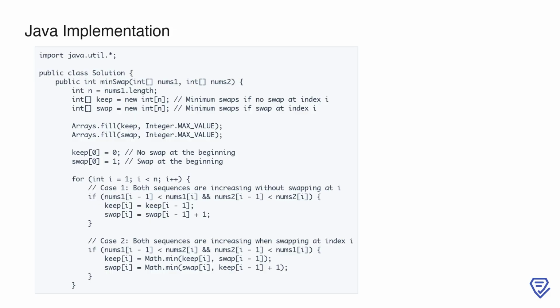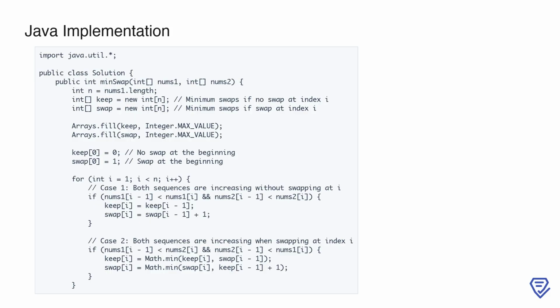At the very beginning, if we do not swap the first elements, the cost is 0, so keep[0] is set to 0. If we decide to swap the first elements, swap[0] is set to 1. Next, we iterate through the arrays, starting from index 1. We handle two main cases.